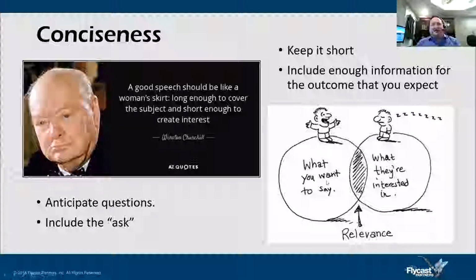These diagrams over here, this person on the left has something to say, and the person on the right has some amount of interest in it, and where they intersect is the relevant information that is actually important. So you have to keep all those kinds of things in mind when you're creating any kind of communication. So conciseness is, keep it short. Include enough information for the outcome that you expect, but not so much that people get bogged down in it.